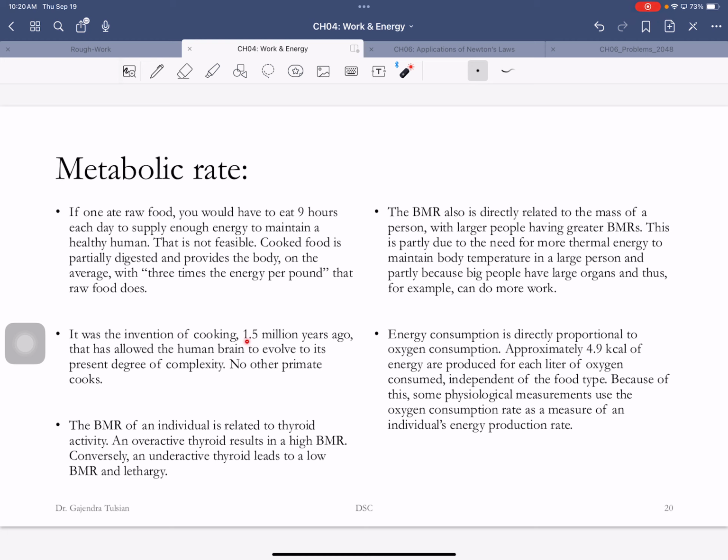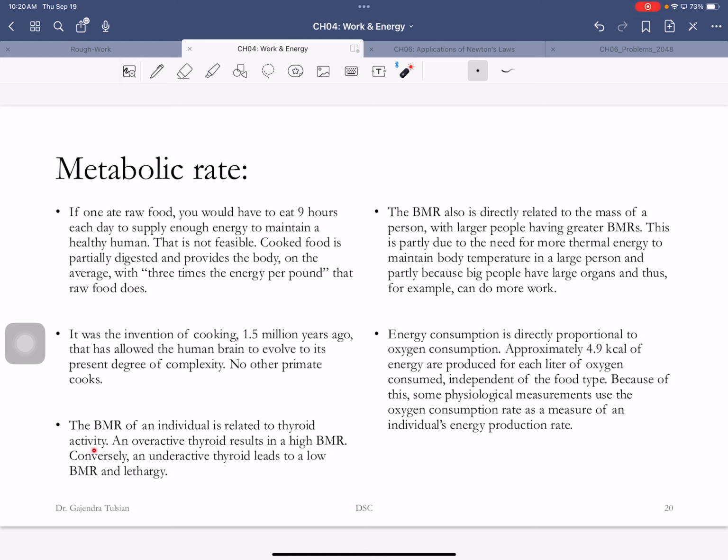The invention of cooking 1.5 million years ago has allowed the human brain to evolve to its present degree of complexity. That's the theory. No other primate cooks, that's why their brains didn't grow. Had they learned to cook, chimpanzees could be as smart as us. Or maybe if they learned to cook better, they could.